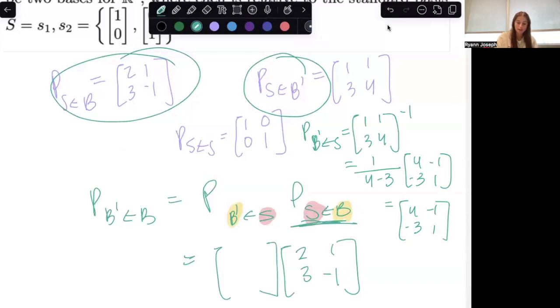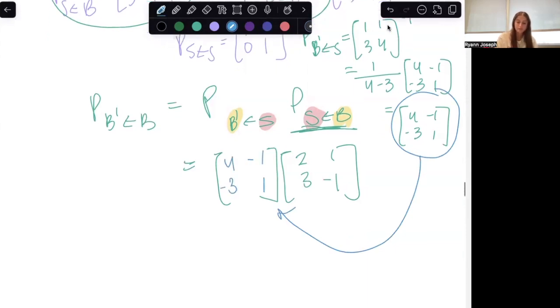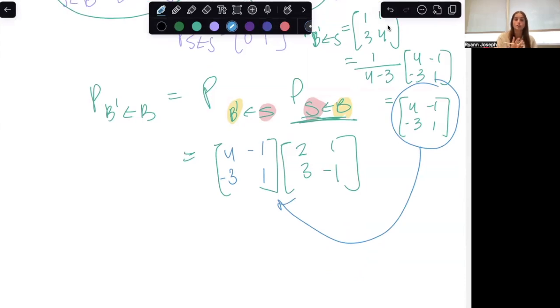I'm going to plug that in here: 4, -1, -3, 1 times 2, 3, 1, -1. And I can now solve for what B to B prime is by doing this matrix multiplication.